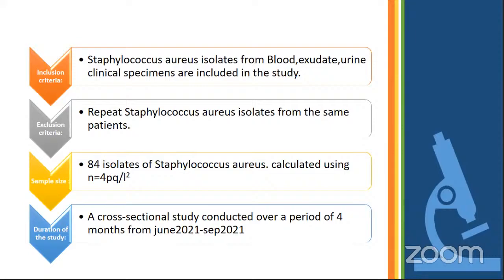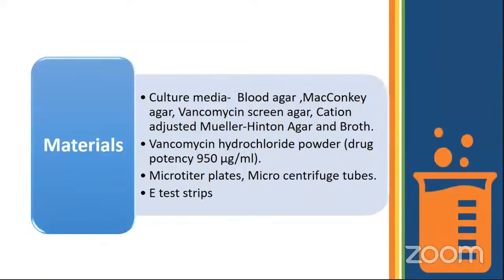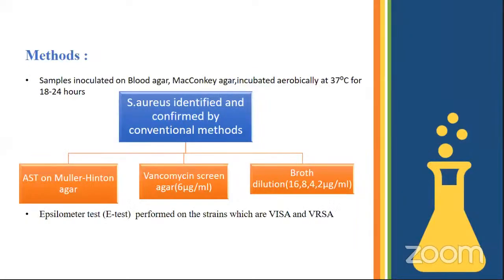This is a cross-sectional study conducted over a period of 4 months from June to September 2021. Materials used are culture media like blood agar, MacConkey agar, vancomycin screen agar, cation-adjusted Mueller-Hinton agar and broth, vancomycin hydrochloride powder with drug potency 950 microgram per ml, microtiter plates, microcentrifuge tubes and E-test strips.